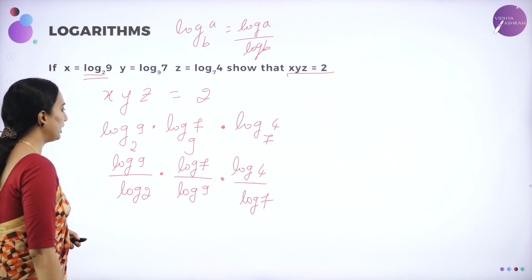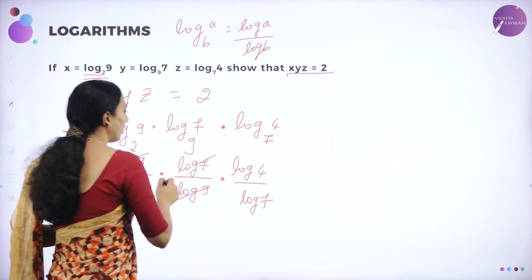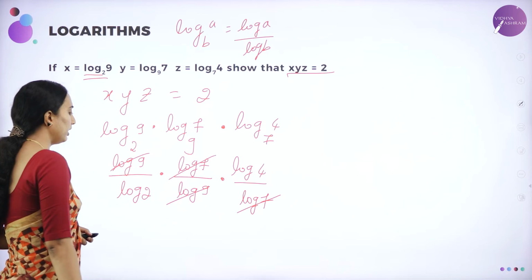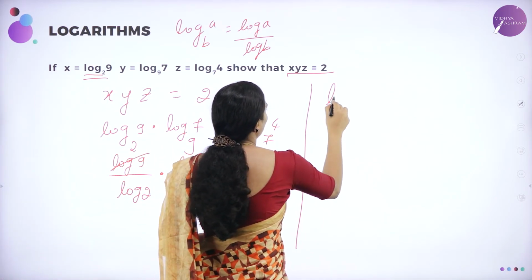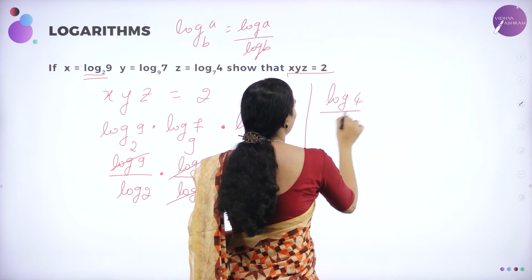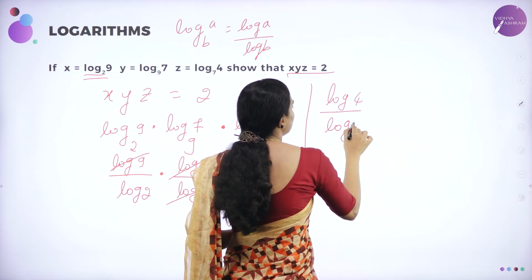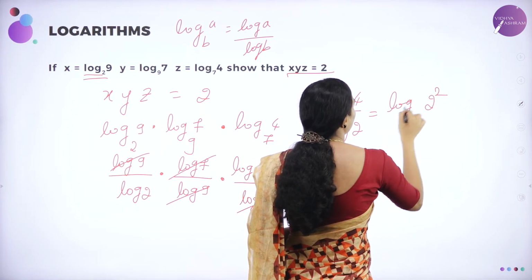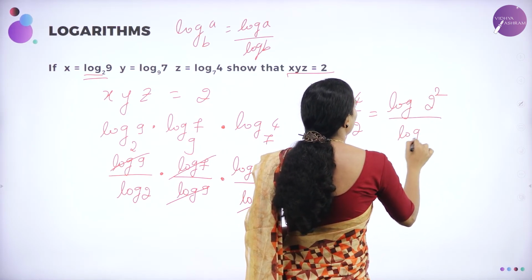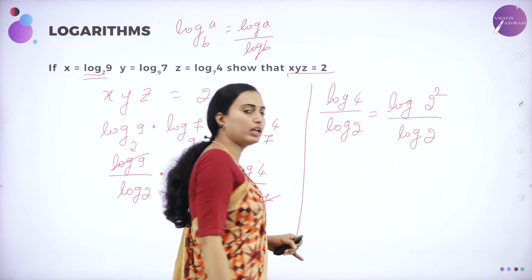So what all will get cancelled here? Log 9, log 7, log 7. So remaining is nothing but log 2 and log 4. How are we going to write it? Log 4 divided by log 2. See dears, I am going to do it here. Log 2 squared divided by log 2. You can write this 4 as 2 squared.